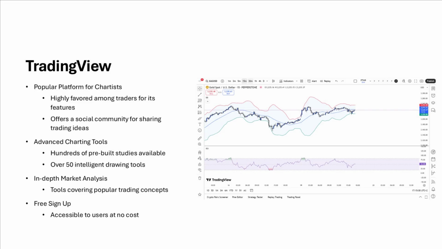TradingView.com is another extremely popular platform among chartists. It's essentially a social community platform for traders to interact and share their trading ideas. Apart from the community aspect, TradingView is one of the best platforms for charting, coming with hundreds of pre-built studies, 50+ intelligent drawing tools, and a set of tools for in-depth market analysis, covering the most popular trading concepts. It's also free to sign up, which you can do here.